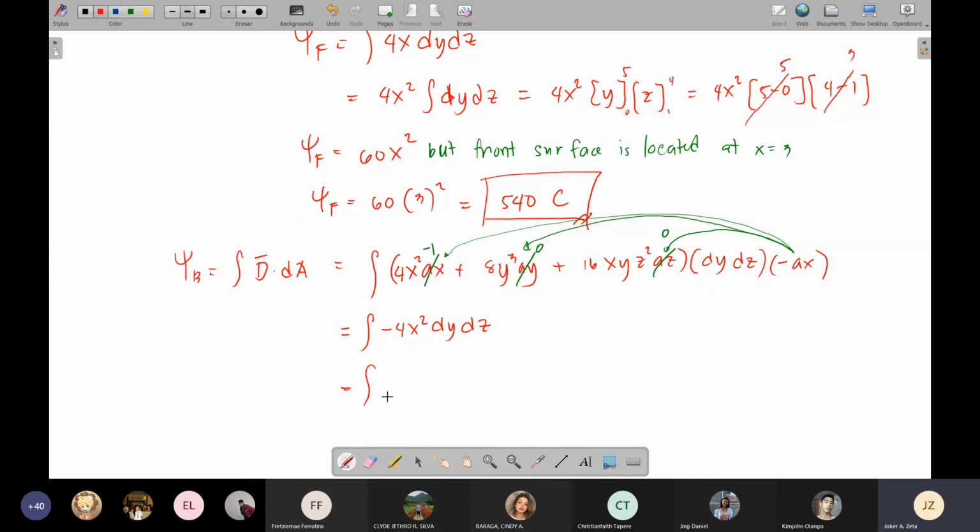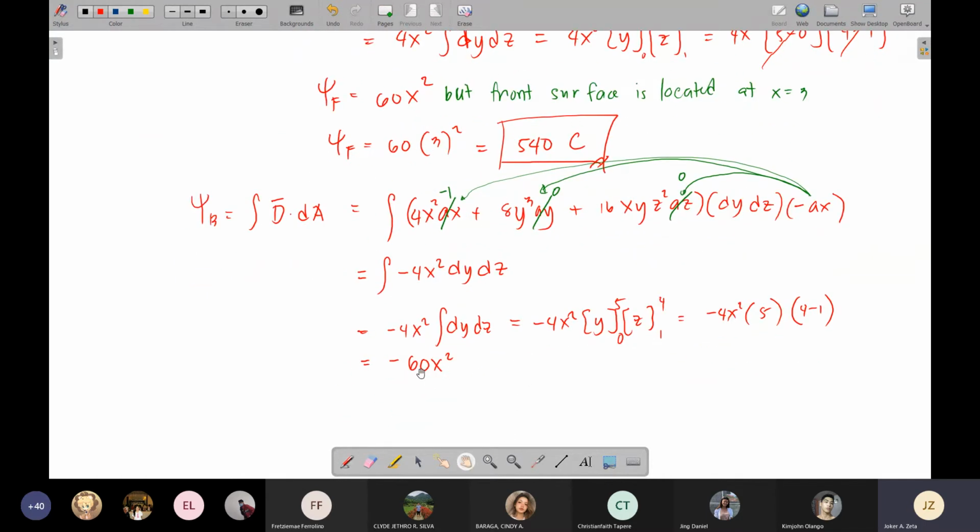Negative 4x squared times integral sa dy dz. So, this becomes negative 4x squared. Integral sa dy is y. Integral sa dz is z. Take note, y has limits from 0 to 5, and z has limits from 1 to 4. So, this becomes negative 4x squared times 5 times 4 minus 1. So, of course, this becomes negative 60x squared.